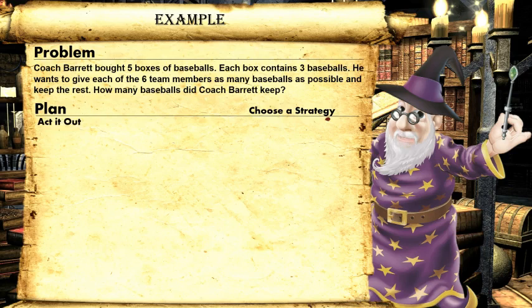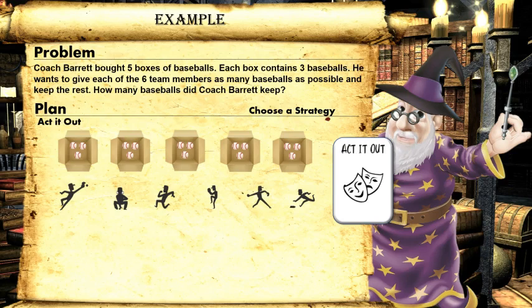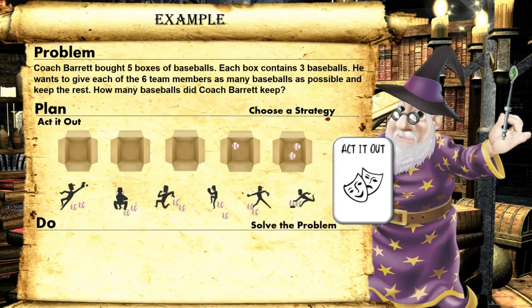We have 5 boxes, and there are 3 baseballs in each box. There are 6 team members, so now let's distribute the baseballs. Let's figure out what's happening mathematically. 5 boxes of 3 baseballs would be 5 times 3. Then we have to divide them among the players, so that's divided by 6.